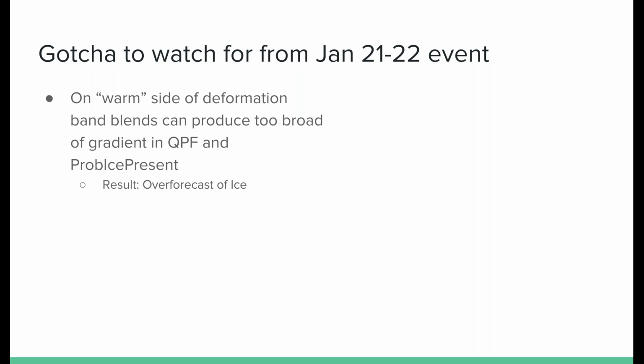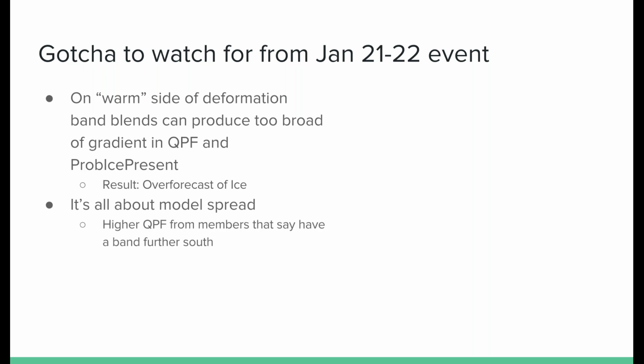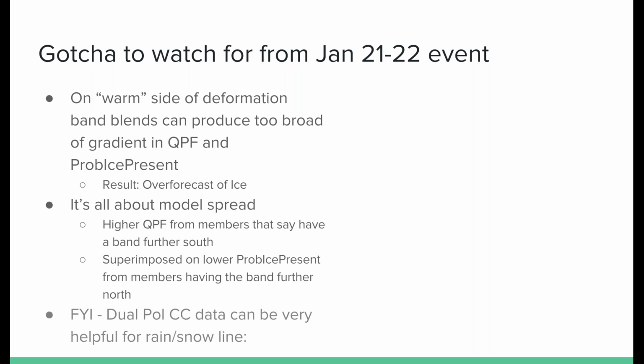So this is where you get an area you might want to do a little work to both QPF and prob ice present. And really, this whole thing is all about model spread. Higher QPF from members that have a band further south, and then you superimpose them on top of members that have lower prob ice present, having the band further north. So you just have to deal with these and get in there and adjust the QPF and prob ice present accordingly to the synoptic situation. And this was a high impact event, so this would be an area that you would probably be normally focused in on these grids anyway.